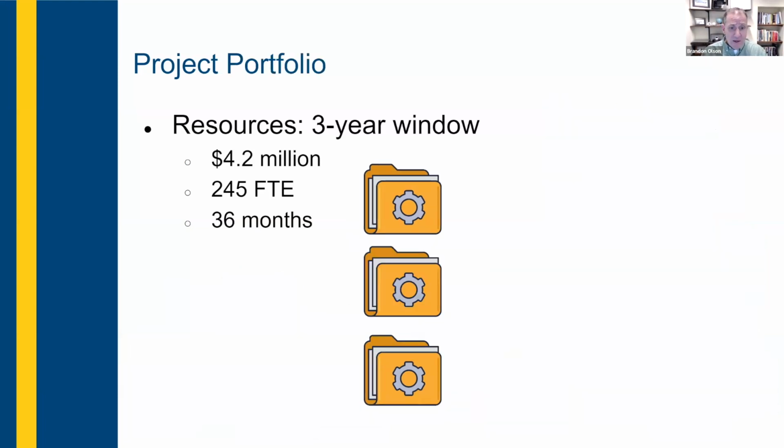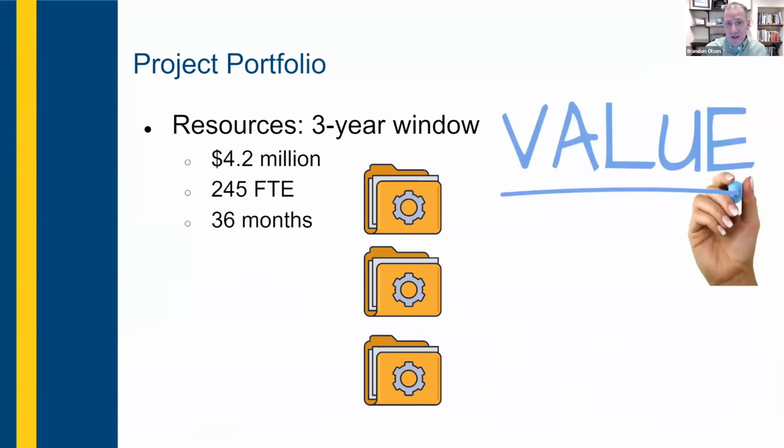So what we need to do is figure out which of these project opportunities we're going to pursue. That's where we take a look at the set of projects that are going to produce the greatest value. We're going to invest that $4.2 million and 245 FTEs over those 36 months, and we're going to look at what combination is going to produce the greatest value, so the greatest, most likely financial return on that investment.